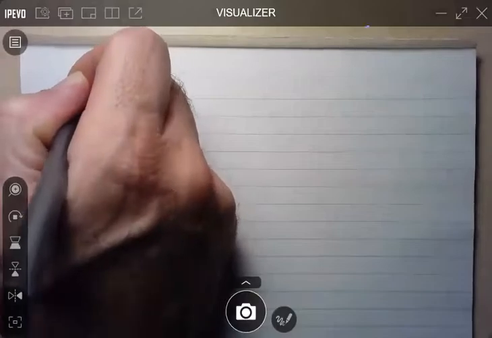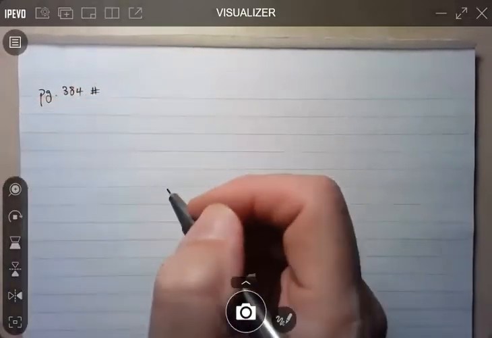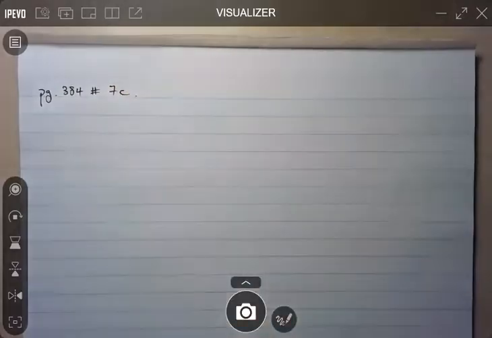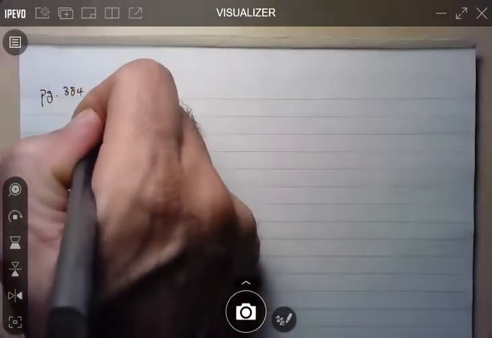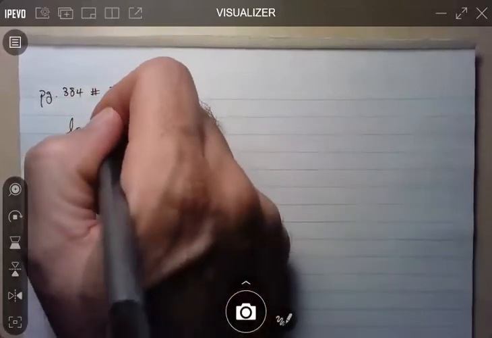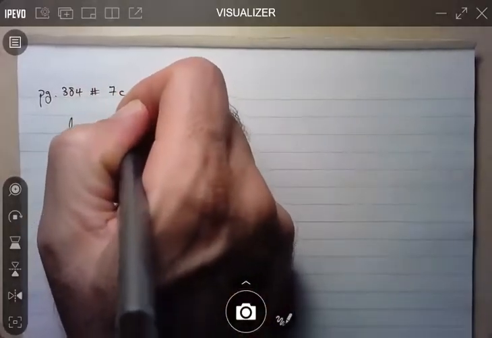Okay, so page 384, number 7C. So let's see what they ask here. They say write as a sum or difference of logarithms, simplify if possible. And 7C is log base 10 of u times v cubed. U times v cubed. All right.